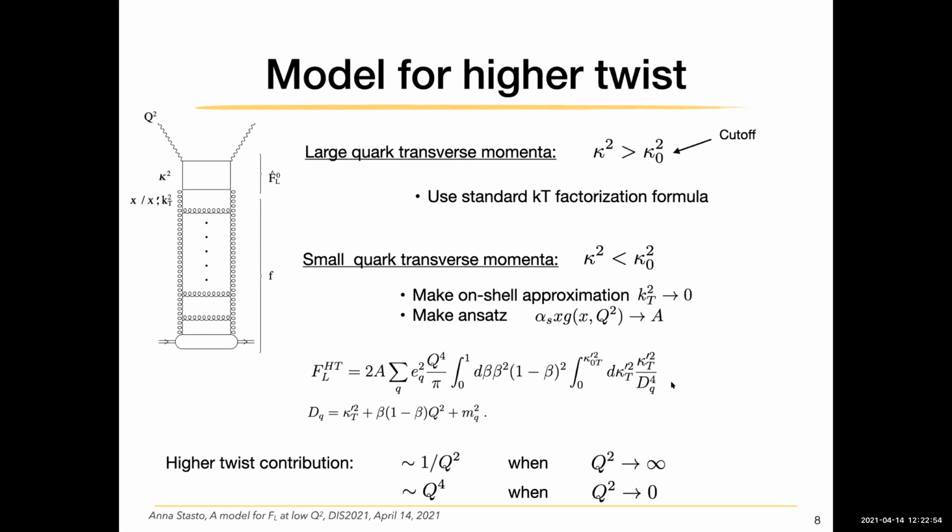The expression for the higher twist contribution, from this contribution of low quark transverse momenta, has a compact form, and you can see indeed that this is a higher twist because it goes like 1 over q square when q square goes to infinity, right? There's q to the 4th, and then there is this denominator to power 4, so this is going to go like q to the 4 divided by q to the 8, so 1 over q square. And then it vanishes like q to the 4 when q square goes to 0, like you would expect for FL to vanish because the cross section vanishes like q square.